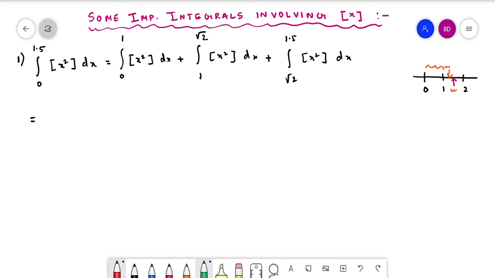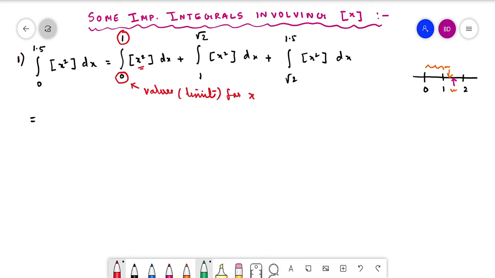One very important thing you have to note here is that this 0 and this 1 are actually values for x, limits for x, not x square. Whereas the function that we have inside the box is x square, not x. That makes all the difference to this sum.